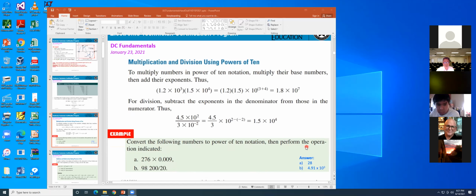Okay, now, convert the following numbers to power of 10 notation, okay? Then perform the operation indicated. So you get number A, 276 times 0.009. Okay, go ahead and tell me what answer you get. Okay, on the number A, I think the answer will be 28. Is it right or wrong?